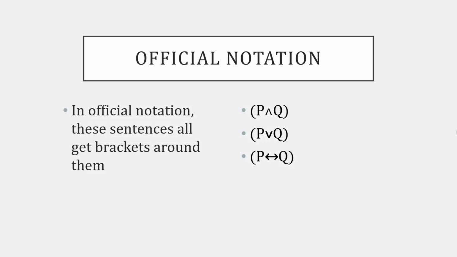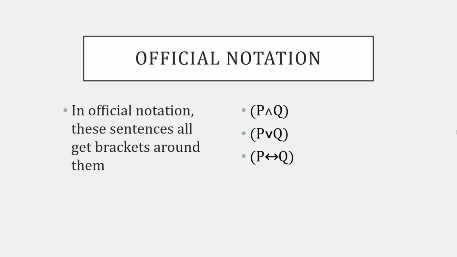So how do we write these things down? We once again have parsing problems related to these. So there are parsing problems in this week's exercises. The official notation for these things is just the same as the official notation for the conditional. That is, anytime you put two sentences together with a conjunction, a disjunction, or a biconditional, the official notation is to put brackets around it. Yeah? Easy?